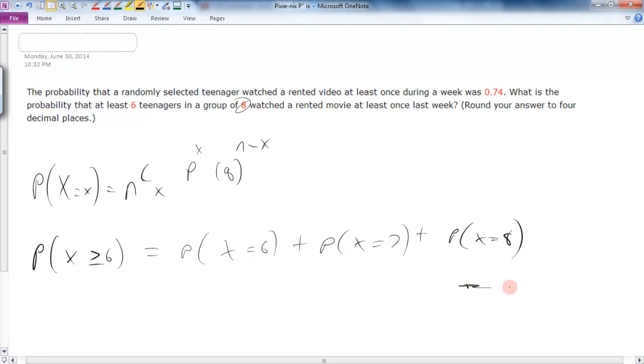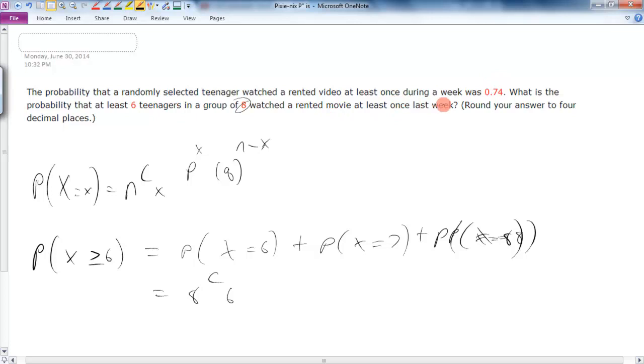So here we go. So you would just fill in. I'll do the first one for you. Probability of x equaling 8. There we go. All right, so I'll do the first one for you. This would be our n, number of trials. There are 8 choose 6. So 8 combination 6 times the probability of success.